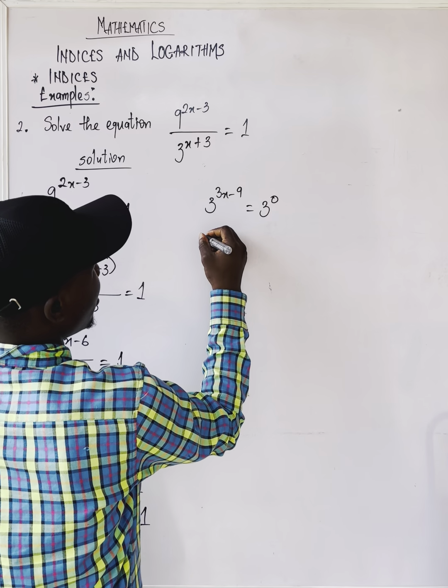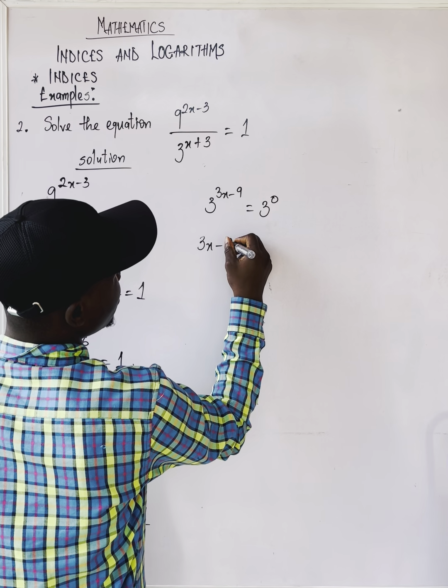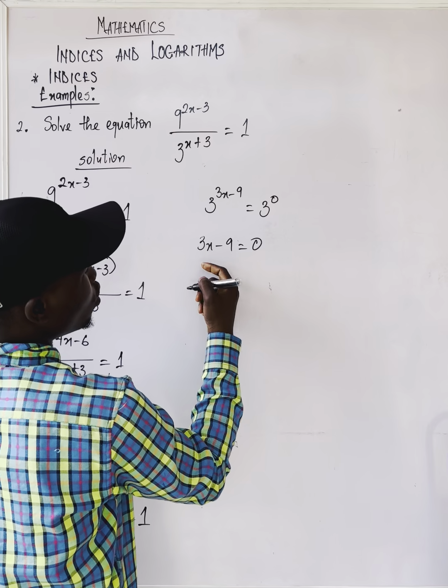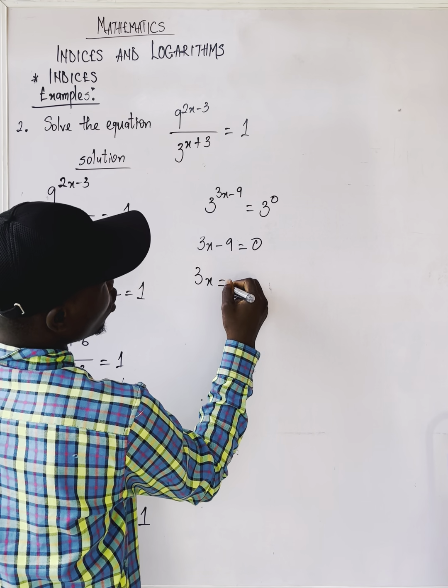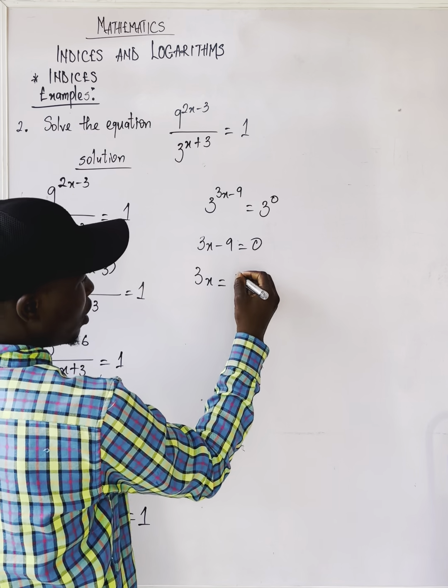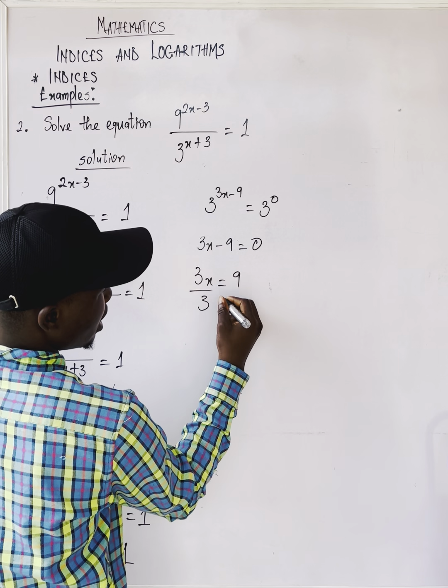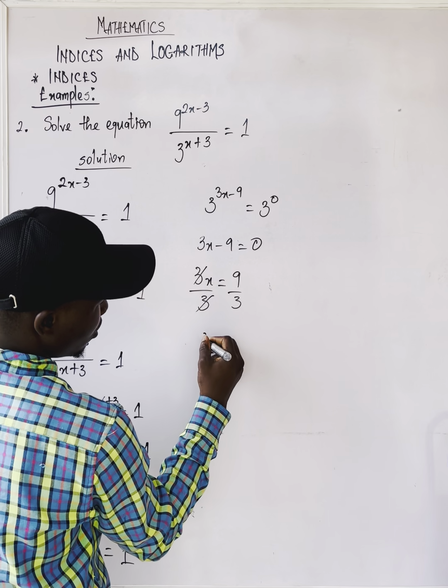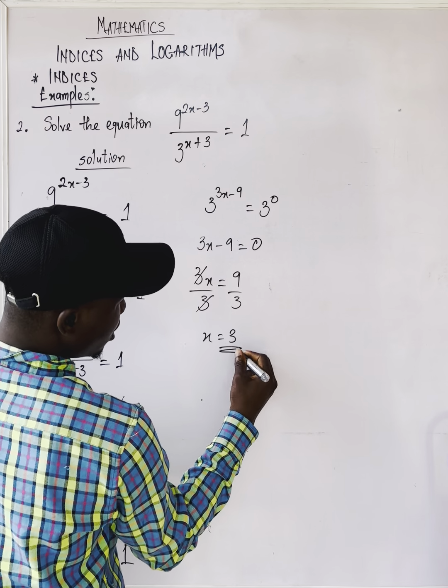So they have the same base. Equate their powers. What do we have in the power? 3x minus 9 equals 0. We collect like terms. That will be 3x equals, when minus 9 crosses the equal sign, what does it become? Plus 9. So we divide both sides by 3. x equals 3. And that's all.